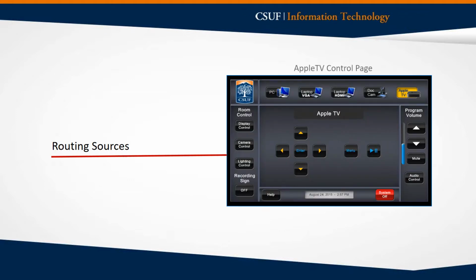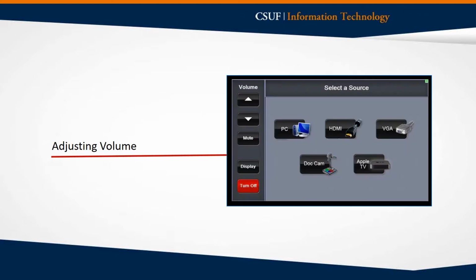Selecting the Apple TV will bring up its control page that emulates an Apple TV remote. From this page, the user can select the menu and enter commands. Move the cursor up, down, left, and right, and play or pause a video. The user can connect to the Apple TV using AirPlay from an iOS device. Selecting another source will clear this screen. Use the up and down volume arrows or mute button to raise, lower, or mute the program audio of the source you selected.